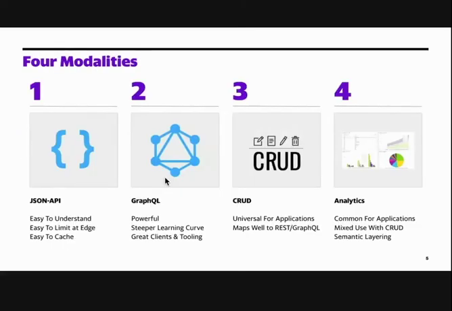Now, there are 4 different facets of Elide that are important to know about. First is that there are 2 different kinds of APIs, JSON-API and GraphQL. And you might wonder, why does Elide support 2 different APIs? So JSON-API and GraphQL are both very similar. They're both graph APIs, but they also have some differences, and so you might prefer one over the other depending on your circumstance.